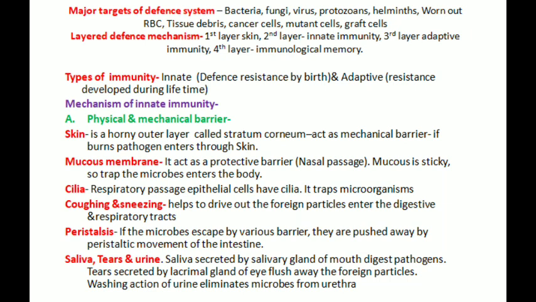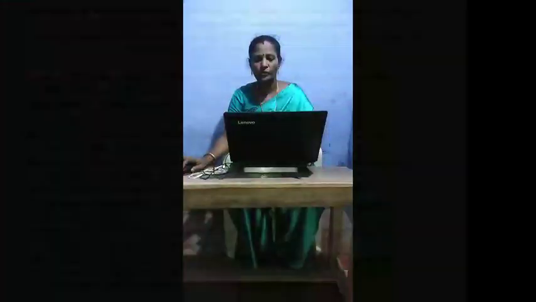Then coughing and sneezing. It helps to drive out the foreign particles that enter the digestive system and respiratory tracts. Then peristaltic movement. If the microbes escape the various barriers like skin, mucous membrane, cilia and sneezing activity, they are pushed away by peristaltic movement of the intestine. Then saliva, tears and urine. Saliva secreted by salivary gland of mouth digests pathogens. Tears secreted by lacrimal gland of eye flush away the foreign particles. Then washing action of urine eliminates microbes from urethra.